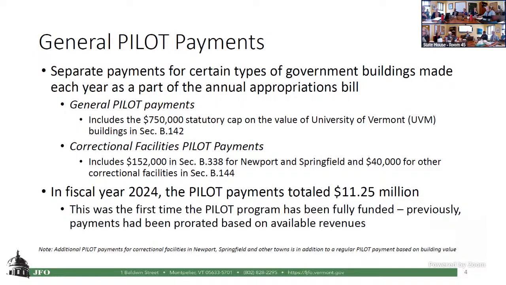Back to you, Ted. Sure. So within the general pilot payment, talking about state-owned buildings, they're kind of thought of within two buckets. One is a general pilot payment. This includes the $750,000 statutory cap on the value of UVM buildings. And then there is a separate set of payments for correctional facilities. There are two payments within that, $152,000 in section B.338 for correctional facilities in Newport and Springfield, and then $40,000 for other ones in B.144. The general pilot payments, not including correctional facilities, totaled 11.25 million in fiscal year 2024. This is the first time that the pilot program had been fully funded. Previously, payments have been prorated based on the revenues that were available.